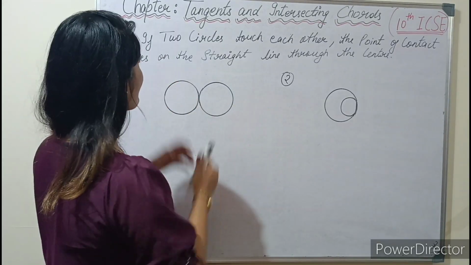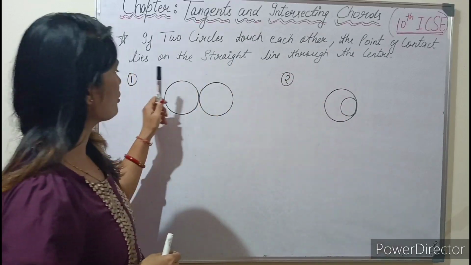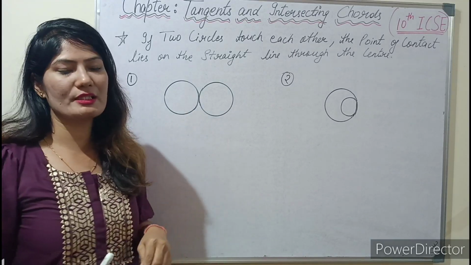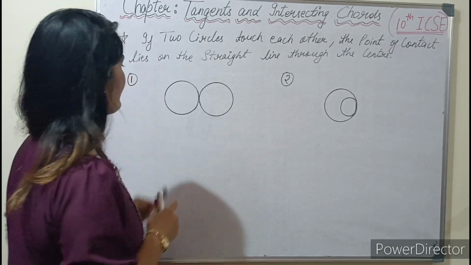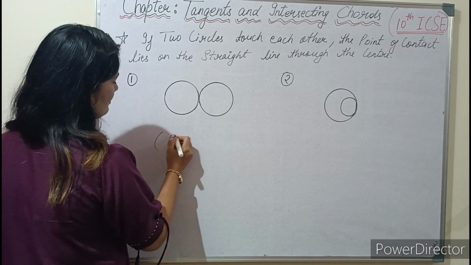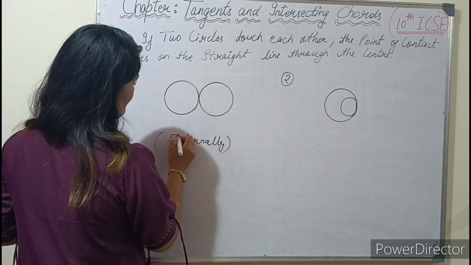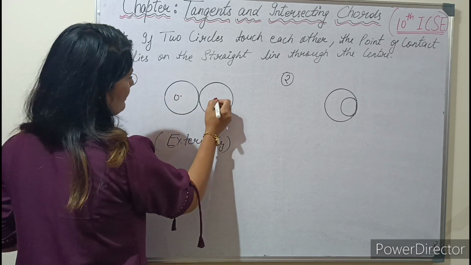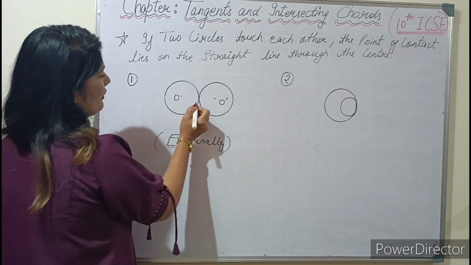Now moving to the next theorem. If two circles touch each other, the point of contact lies on the straight line passing through the centers. So here you can see when two circles touch each other, there will be two conditions. The first condition is when two circles touch externally. In this case, this is the center of the first circle and this is the center of the second circle. So here the point of contact lies here.